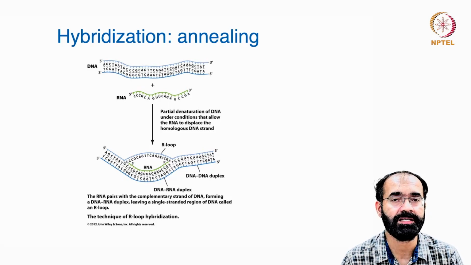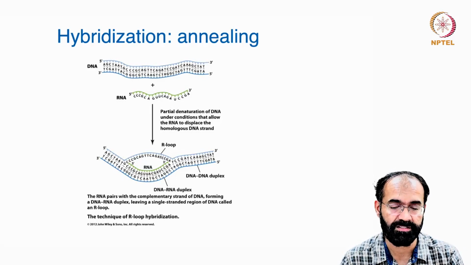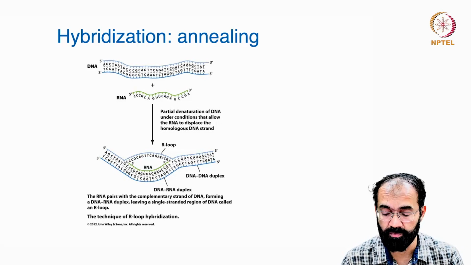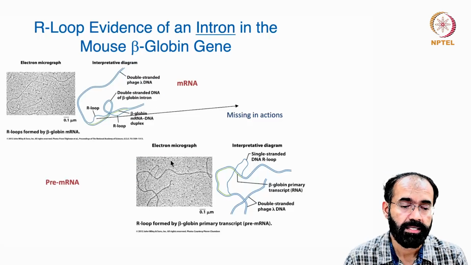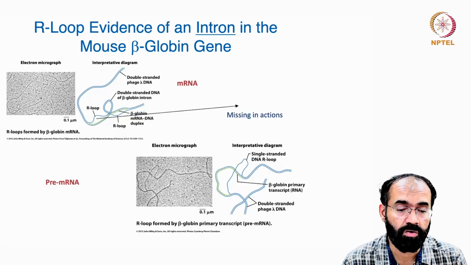That is the situation that should normally exist where introns are not there. But is it so always? The answer is no. R-loop hybridization: evidence for an intron in the mouse beta-globin gene.